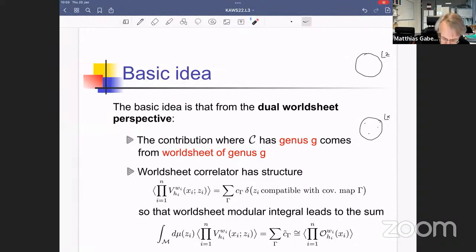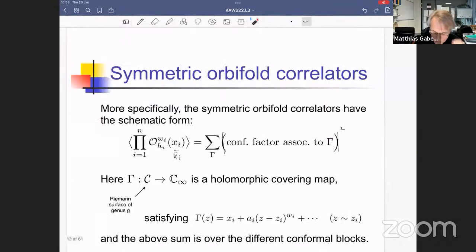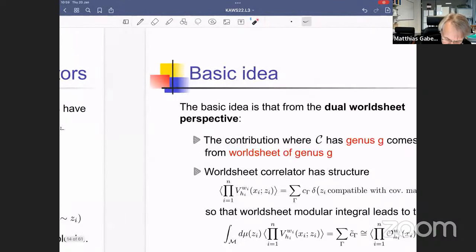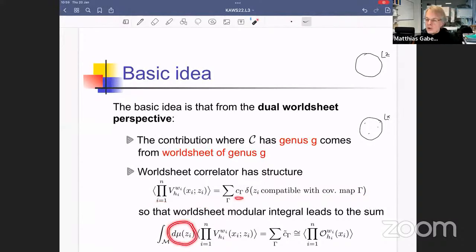And the idea is that once you integrate them, these correlators should produce the sum over the conformal factors, i.e. they should produce this piece. And what it suggests is that the correlators themselves, i.e. the integrand here, should have a delta function such that when you do this integral, you just land on the sum of covering surfaces. So that's the natural picture that this suggests. What this suggests is that the world sheet correlators should have some rather remarkable structure. They should be proportional to delta functions in the zi, the coordinates that live upstairs, and the delta function is such that it restricts the zs to those configurations for which the holomorphic covering map exists.